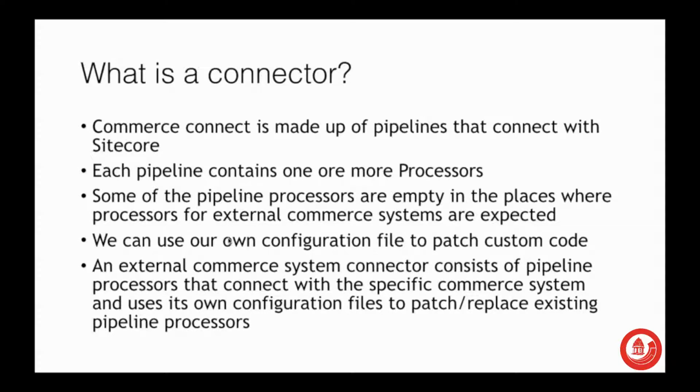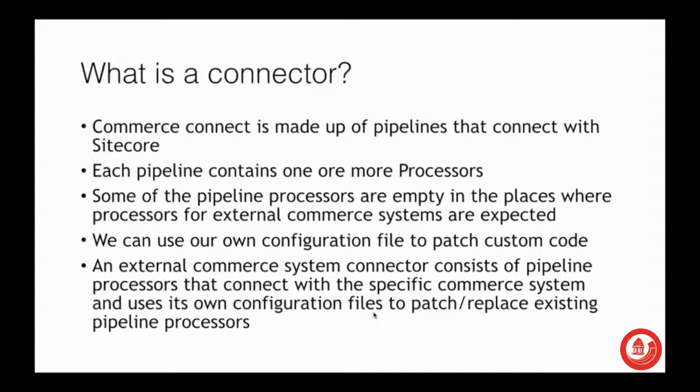We can use our own configuration file to patch custom code. So if you have your custom code, you can write your own custom configuration files and then use the patch attribute to override existing configuration. An external commerce system connector consists of pipeline processors that connect with a specific commerce system and uses its own configuration files to patch or replace existing pipeline processors.